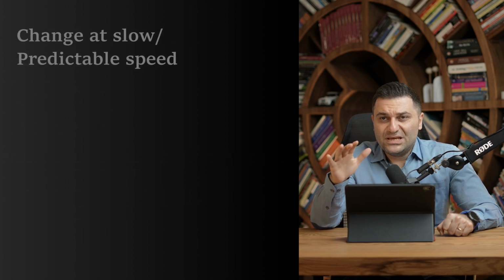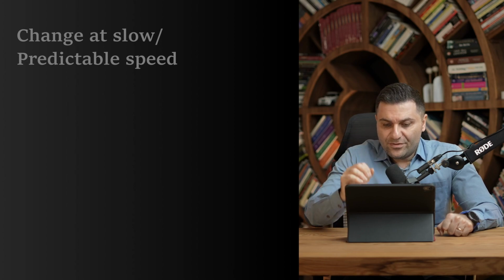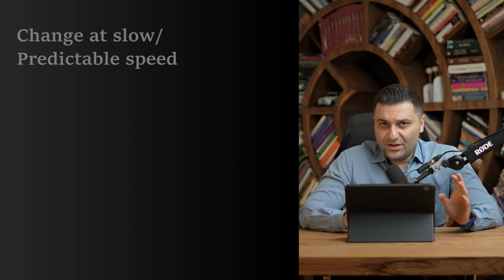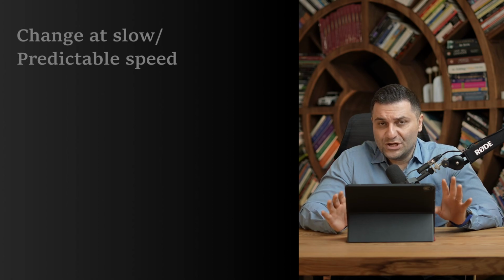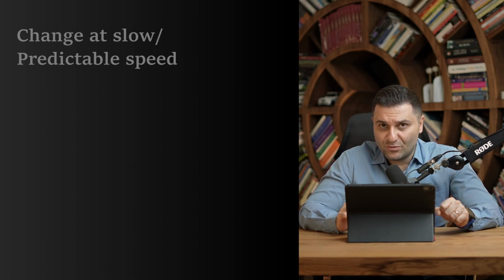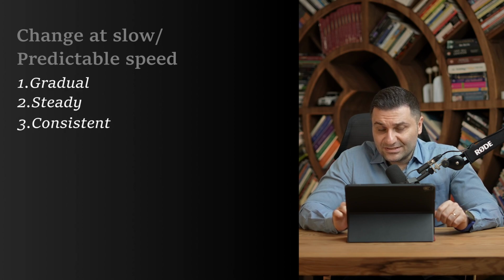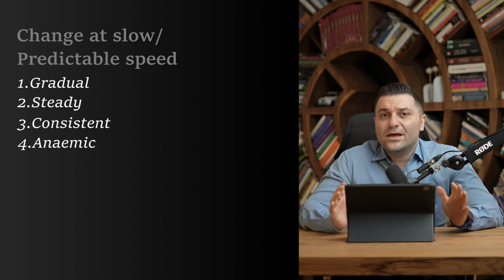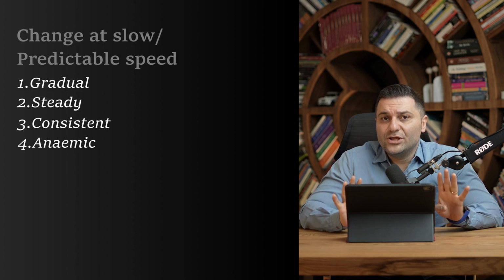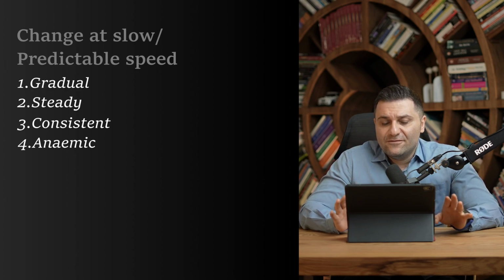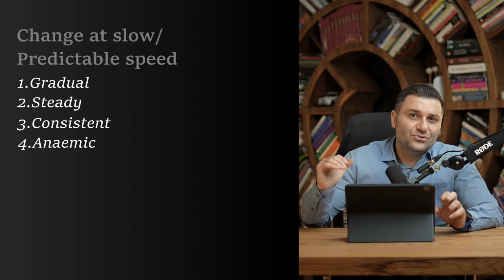Sometimes the change is at slow speed, or let's say predictable speed. It's very, very slow. There are 4 adjectives to describe slow change, either slow drop or slow increase, all right? The first one is gradual, steady, consistent, and anemic. These 4 adjectives are used to describe very slow change.